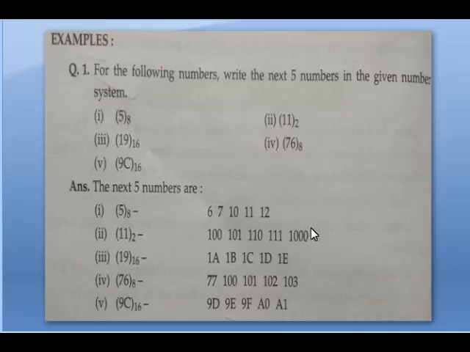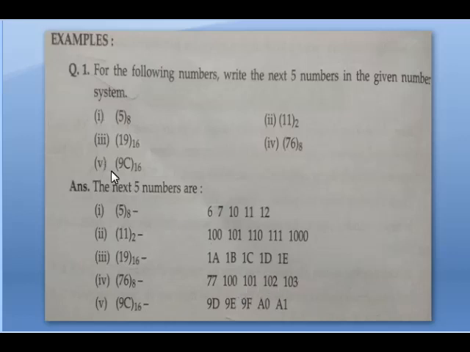The next one is 19 to the base 16. Base 16 means it is a hexadecimal number. So it is 1A, 1B, 1C, 1D, 1E. Like this it will go. The fourth one is 76 to the base 8. Base 8 means it is an octal number, so we cannot use the digits 8 and 9. In the combination of digits also we cannot use 8 and 9. So it is 77. After 77 it is 100, 101, 102, 103. The next one is 9C to the base 16.